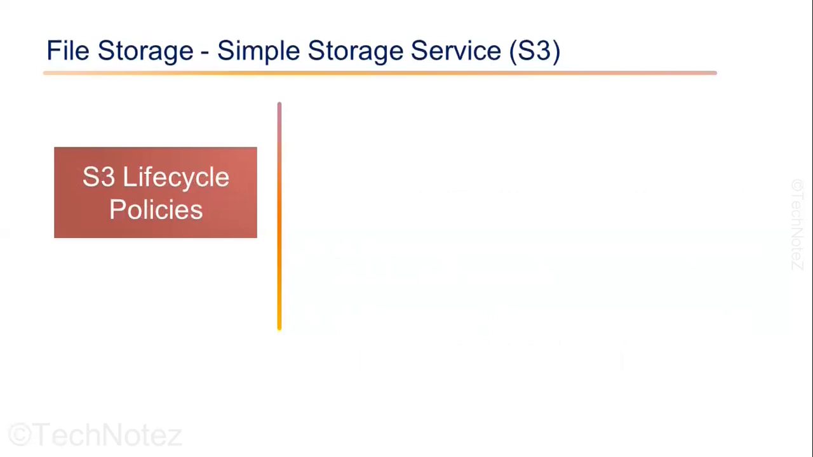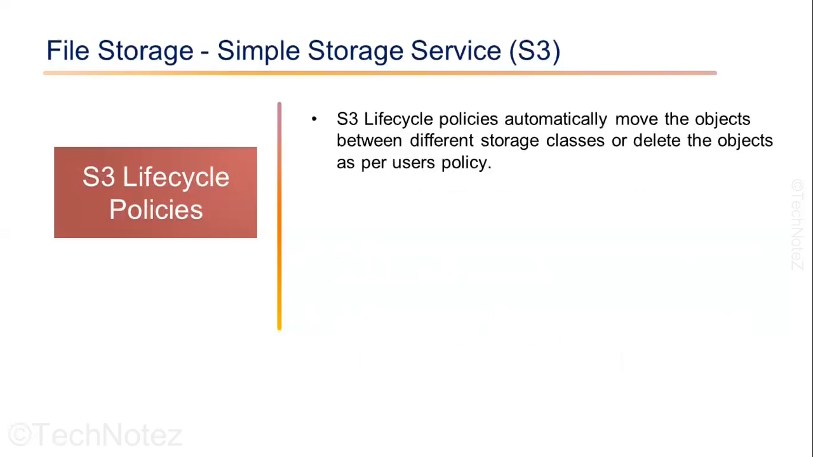Next, let's talk about S3 lifecycle policies. Amazon S3 lifecycle policies are used to automatically move objects between different storage classes or to archive or delete the objects. Lifecycle policies consist of a set of rules that are applied to objects in a specific S3 bucket. Each rule has an action and a transition or an expiration date. For example, a rule might transition an object to the Amazon S3 Standard Infrequent Access storage class 30 days after it is created, and then archive it to the Amazon S3 Glacier storage class after 90 days.